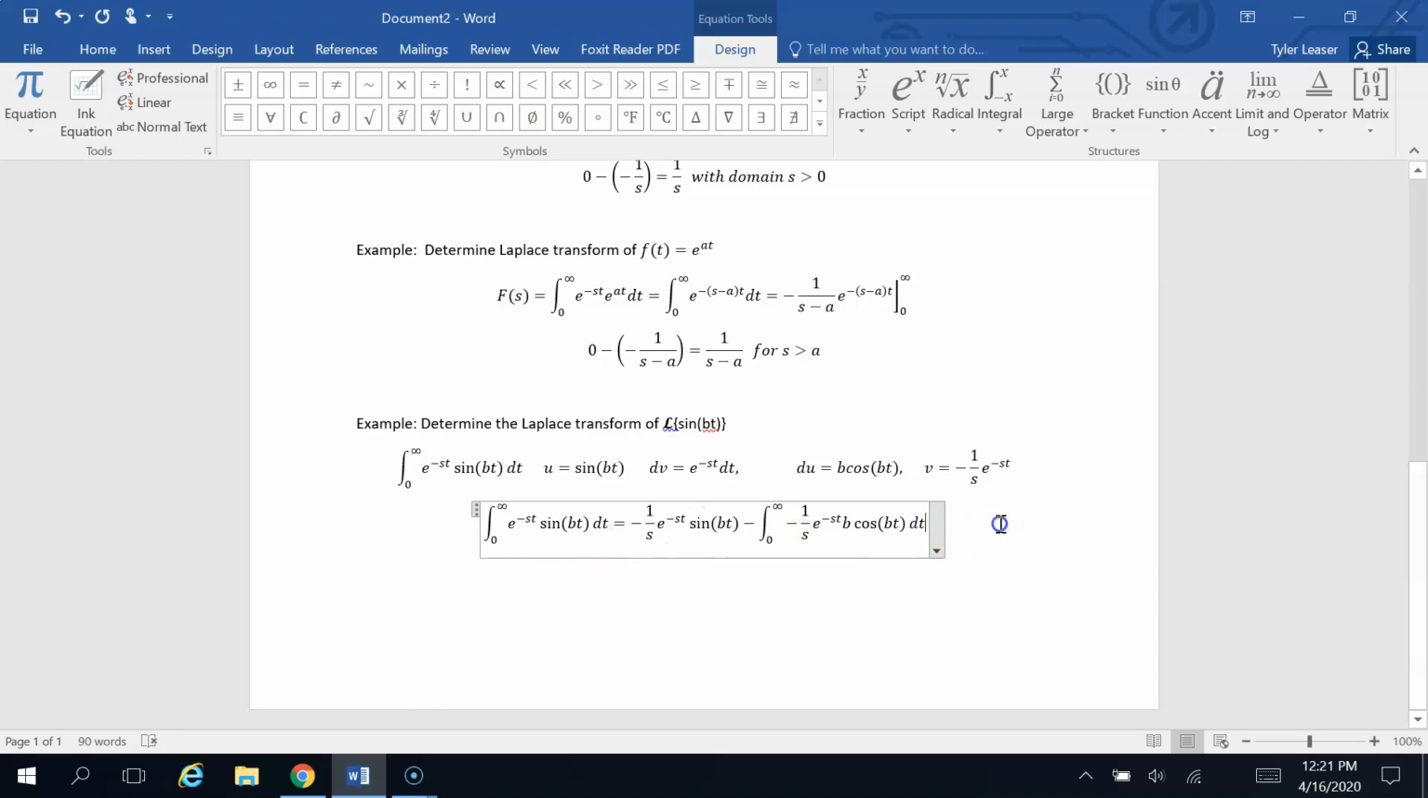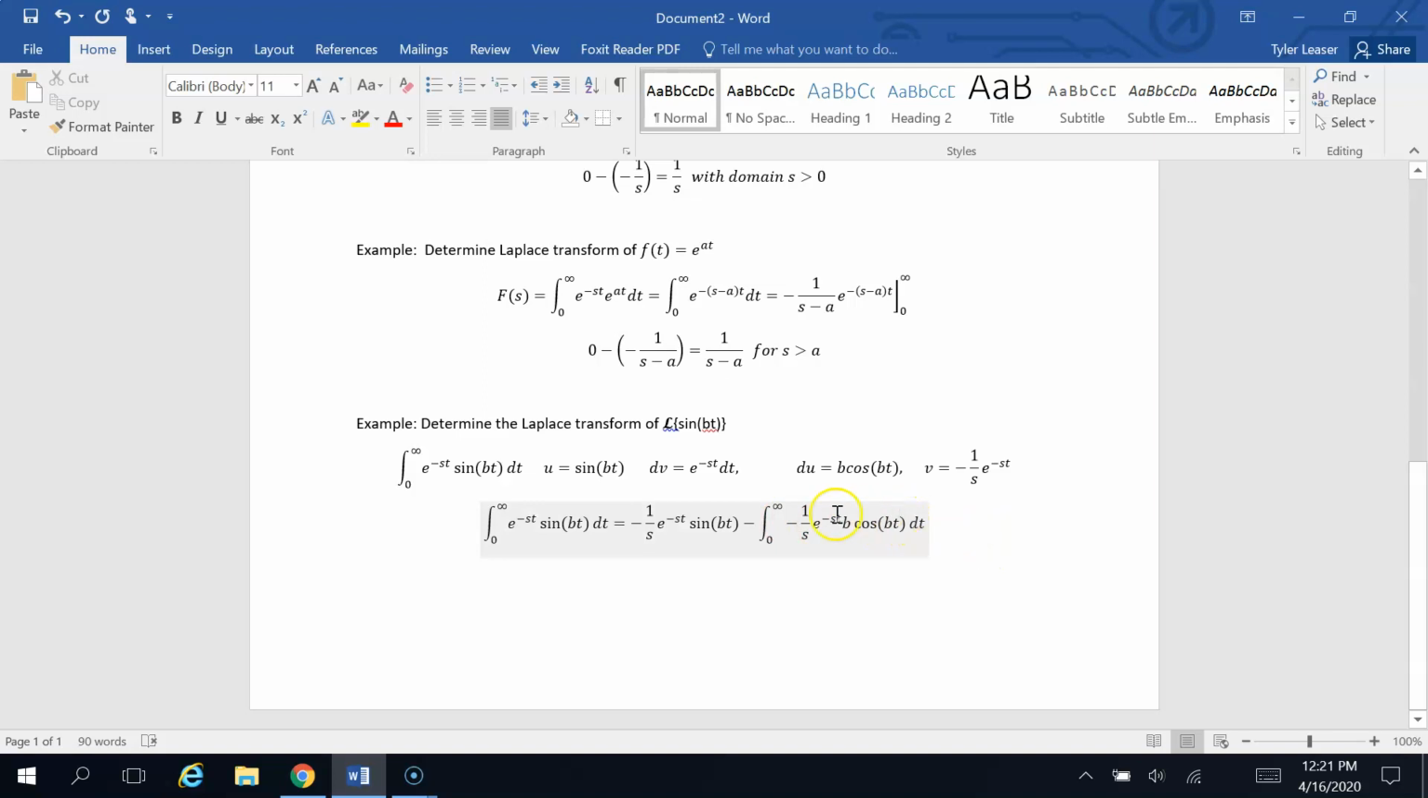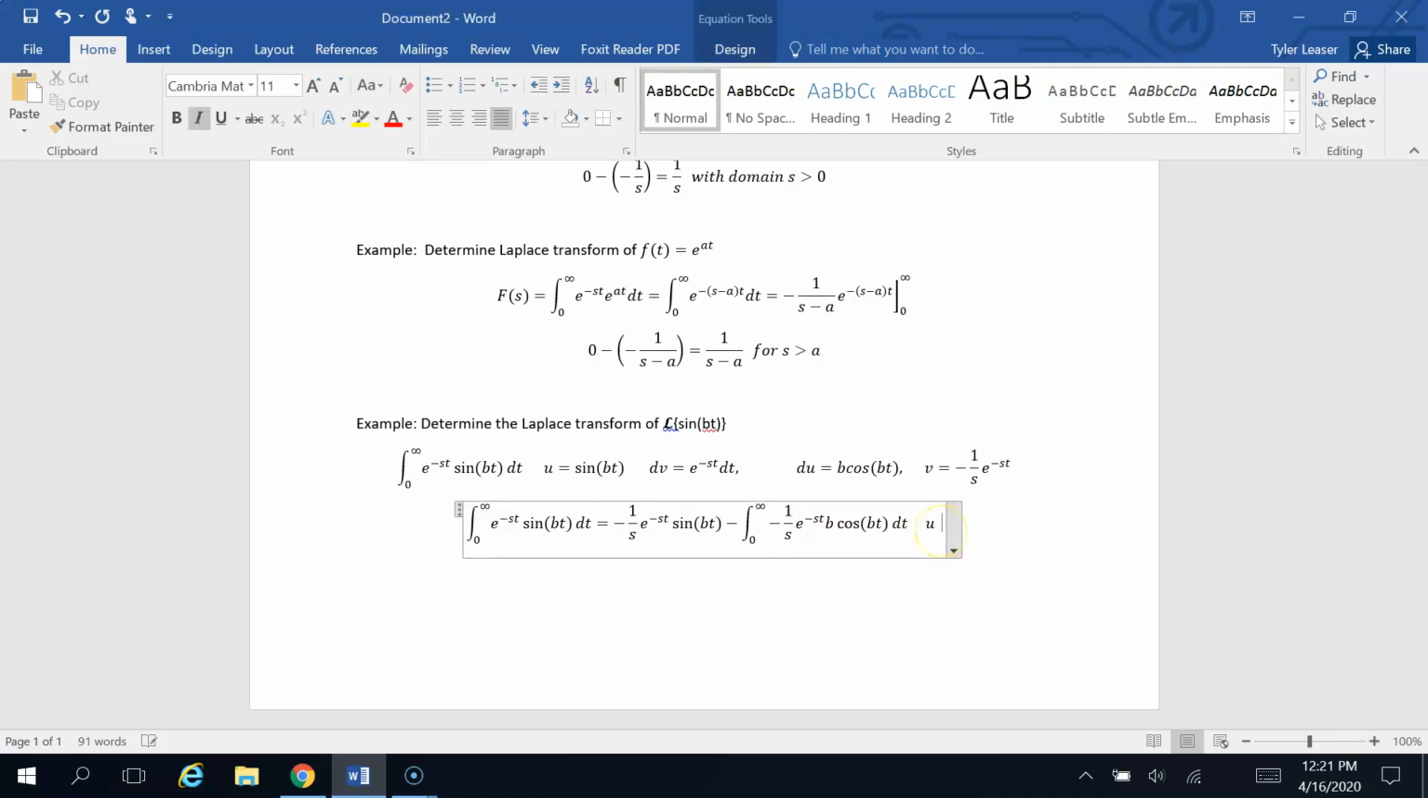Okay, so we'll keep going, right? Because we're going to have to do another integration by parts. So we're going to have to set a u and a dv. I'm going to let u be the same thing, but now u is going to be cosine of bt. And dv, I'm going to let it be the same thing as well, just that e to the negative st dt. So notice that I don't have the 1 over s and I don't have the b, and that's just because we're going to factor that out to the front. So we'll just do that in the next step here.